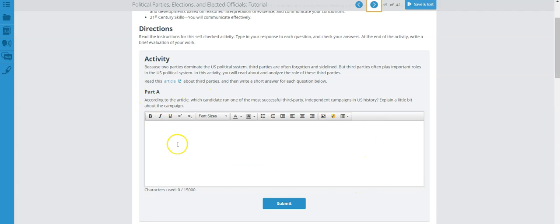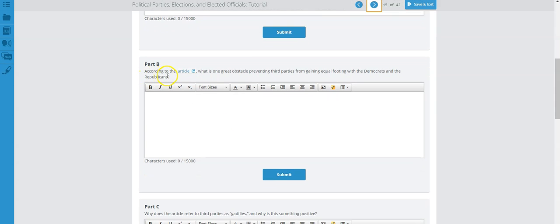Let's go to part A. According to the article, which candidate ran one of the most successful third-party independent campaigns in U.S. history? Explain a little bit about the campaign. Please make sure you read the article and you explain why this particular political system first does not allow or give room to third parties, and why in this case, based on the article, this particular candidate was very successful as a third party candidate. Make sure you provide a good solid paragraph. And when I say a good solid paragraph, I mean at least 5 strong sentences, not just one sentence or 2 sentences. Please make sure you show your teacher that you understand the content.